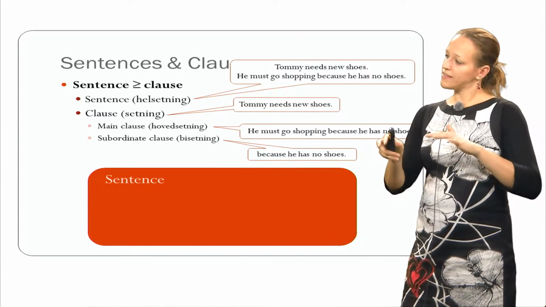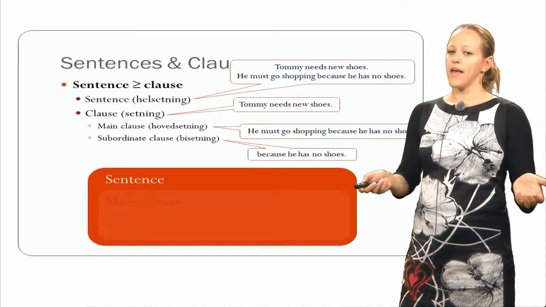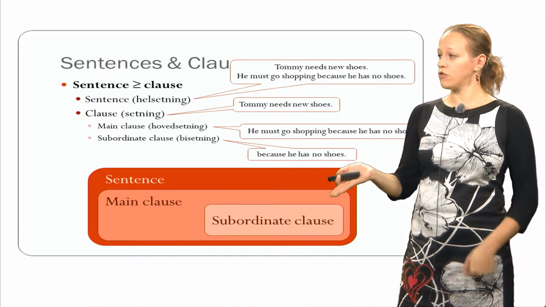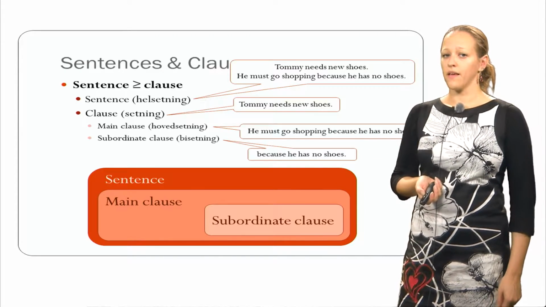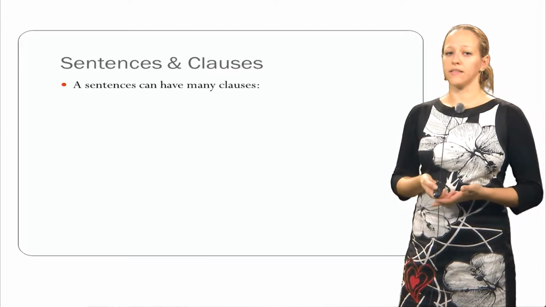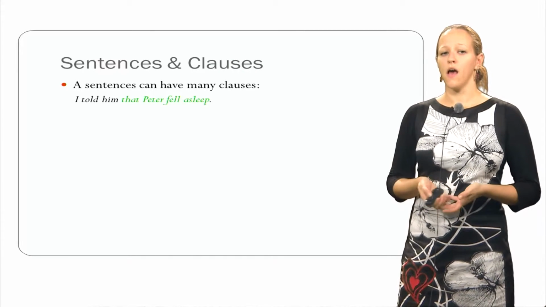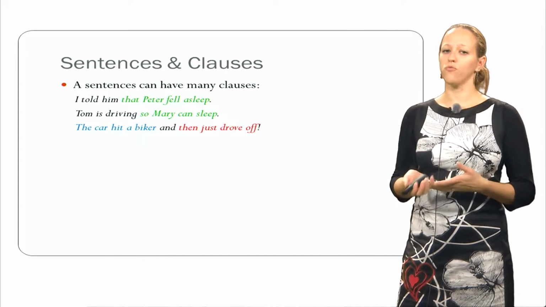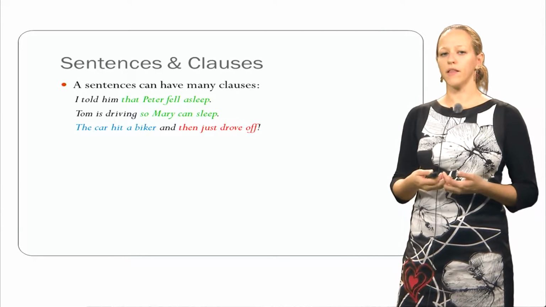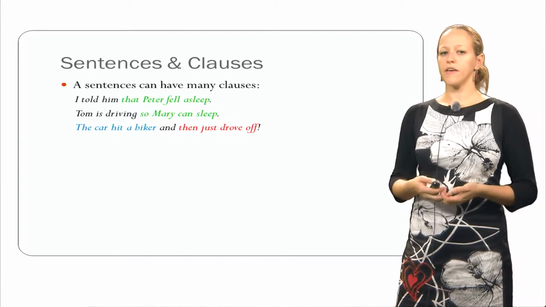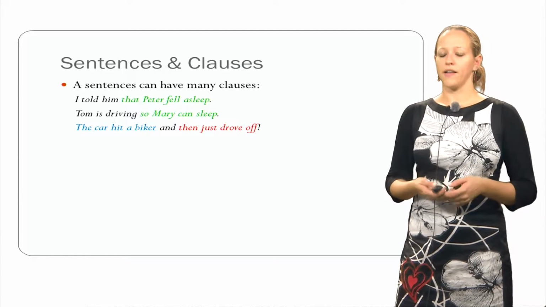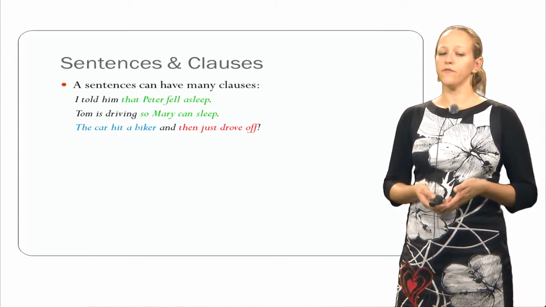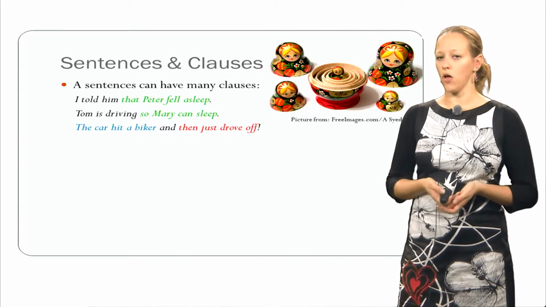So we can say that the sentence is like this big box, and inside of the big box you have main clause, and inside of the main clause you have the subordinate clause. And it can also be more complex. A sentence can have many clauses. All of these examples only have two clauses, the main one and the subordinate one, or two main ones. For example, I told him that Peter fell asleep. Tom is driving so Mary can sleep. The car hit a biker and then just drove off. The last one has two main clauses, and the first two have a main clause and a subordinate clause.